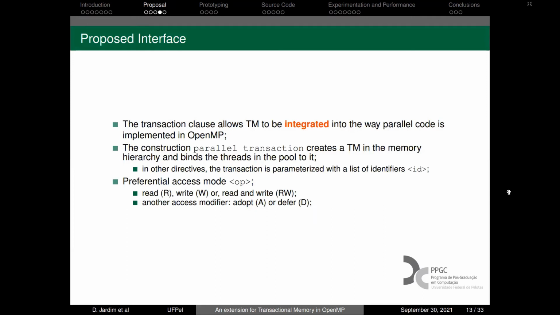The transaction clause allows TM to be integrated into the way parallel code is implemented in OpenMP. The construction parallel transaction, for example, creates a transactional memory in the memory hierarchy and binds the threads in the pool to the TM. In other directives, the transaction is parameterized with a list of identifiers, ID, for example. There's also a preferential access mode represented by the notation OP that will indicate how the transaction might behave: mostly reads, mostly writes, or a balance between reads and writes. Another access modifier is adopt or defer. This is related to transaction nesting, when one transaction is initiated inside another transaction, and this can modify that.